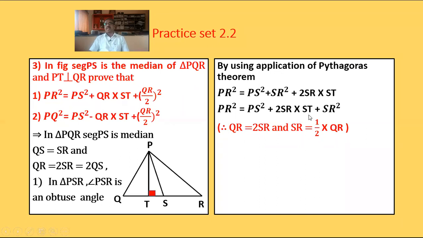2SR multiply ST plus SR, SR is equal to half multiply QR. This S is the midpoint of QR. Therefore, SR is half of QR. SR replaced by half into QR and 2SR replaced by QR in this equation. Therefore, PR square is equal to PS square plus QR multiply ST plus QR upon 2 bracket square. Hence, it is a proof. First, PR square is equal to PS square plus QR multiply ST plus QR upon 2 bracket square.